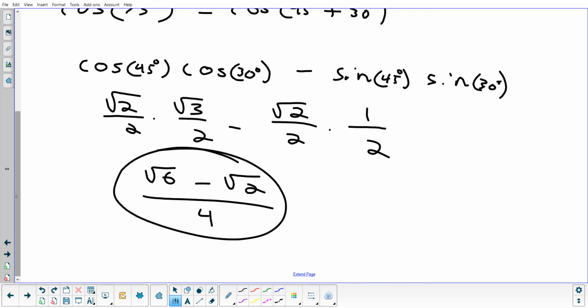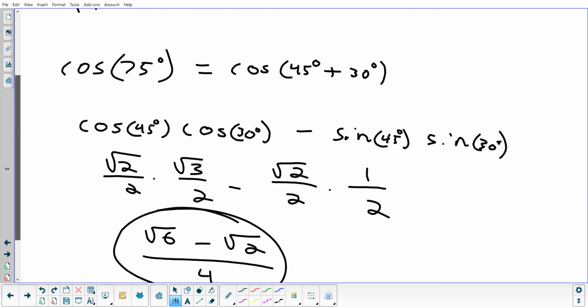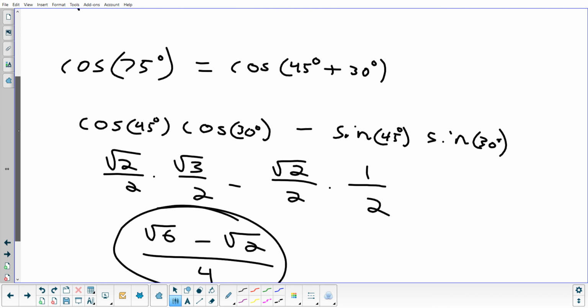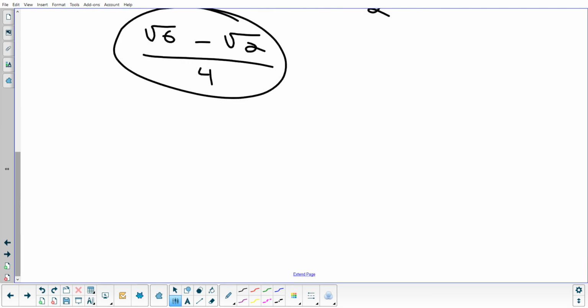Now, I said that you could have done 75 instead of a sum. You can do it as a difference, and you'll get the same answer. I'm not going to go through the whole thing, but can anybody think of how you can write 75 as a difference, and it has to be two numbers that are multiples of 30 and 45? Yep. 90 minus 15. 15, I don't know, that's a tough one to remember. That's not a multiple of 30 or 45.